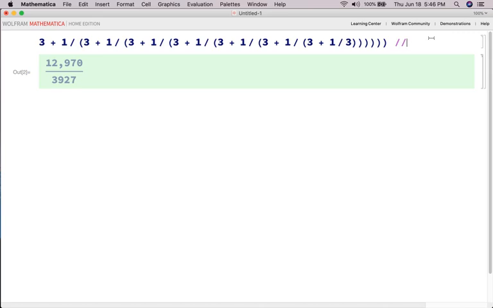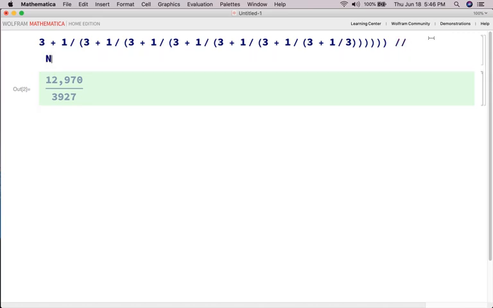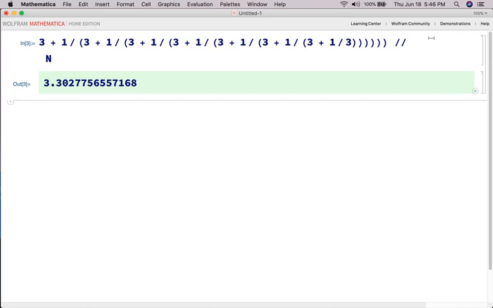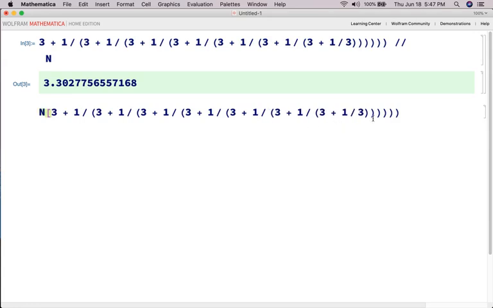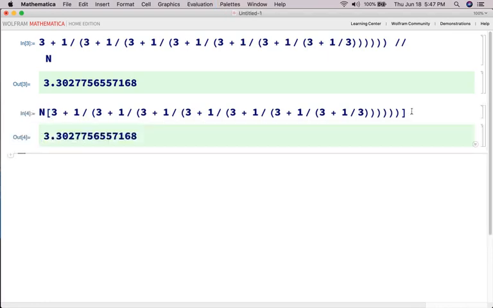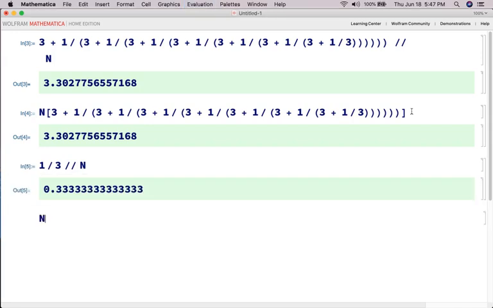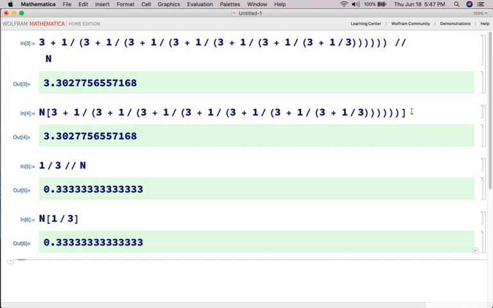Two forward slashes and capital N, and that is about 3.302, etc. I could also do this. Let me just copy and paste this. Apply the function using prefix notation. The N function is great. Instead of the fraction 1/3, what if I want a floating point number? That's easy. Or I could do N of 1/3, shift enter, very simple. You get the idea.